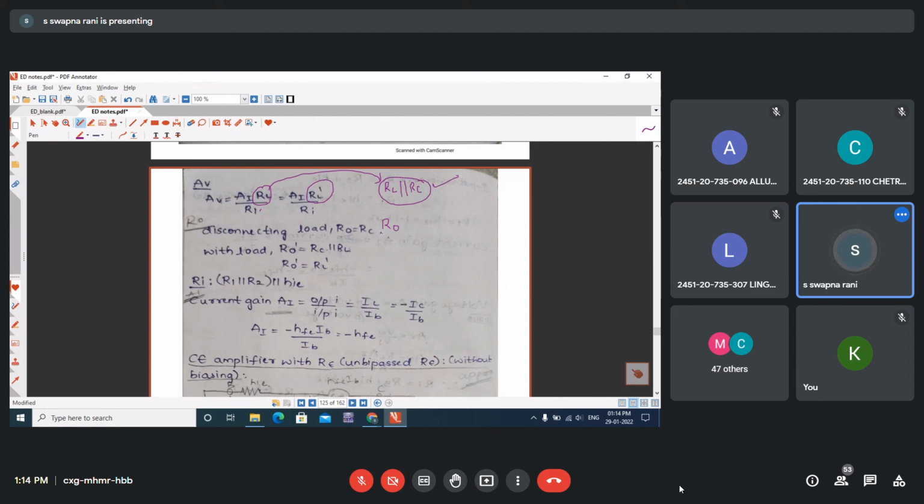If you disconnect RL, output impedance is RC. If you include the load resistor, this is the output impedance. And input impedance ఇక్కడ చూడండి, RB in parallel with HIE.